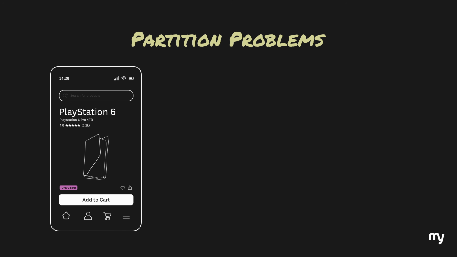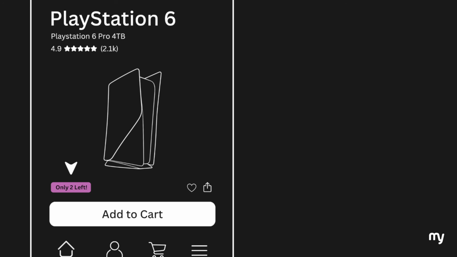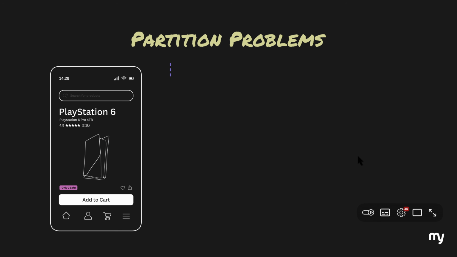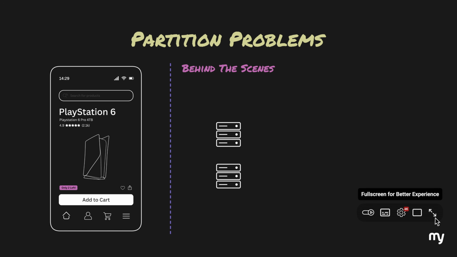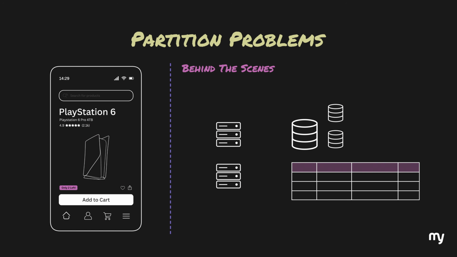The new PlayStation just came in stock and you want it. They only have a limited quantity, so you really have to buy it immediately. Behind the scenes, there are a bunch of servers and a database cluster which contains a table, storing the inventory. The value is 2, which means only 2 of them are left.